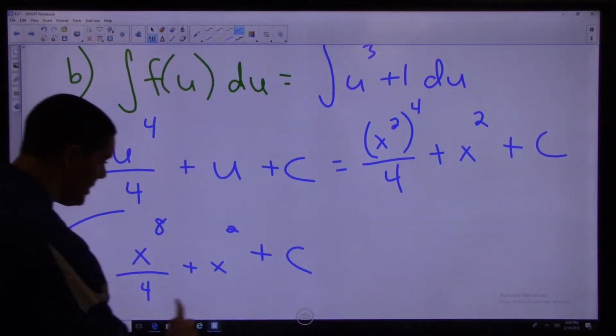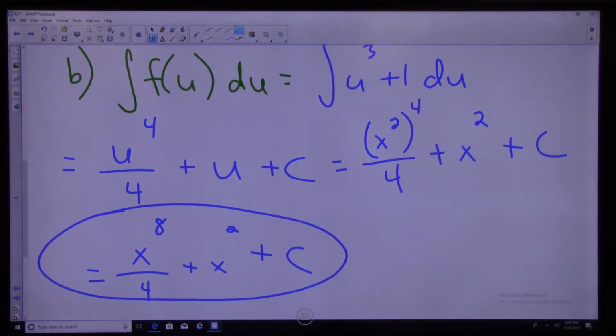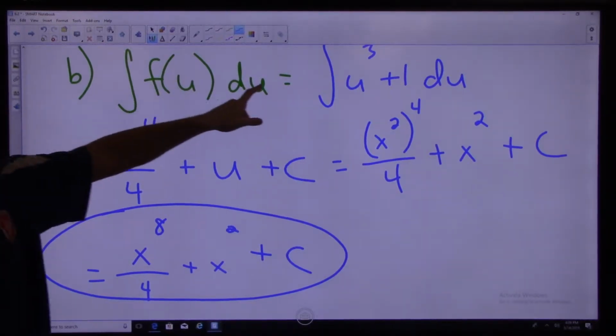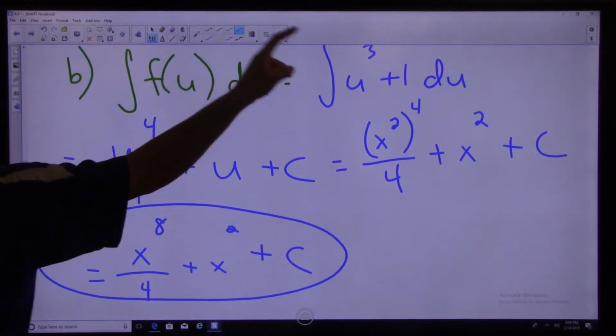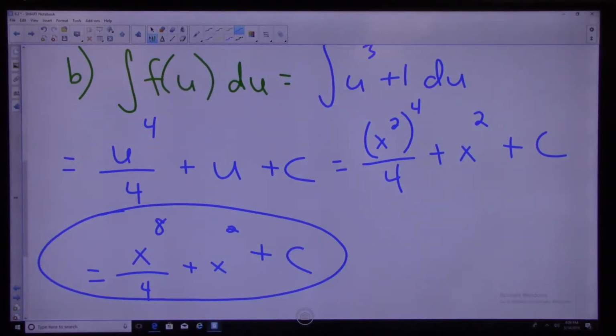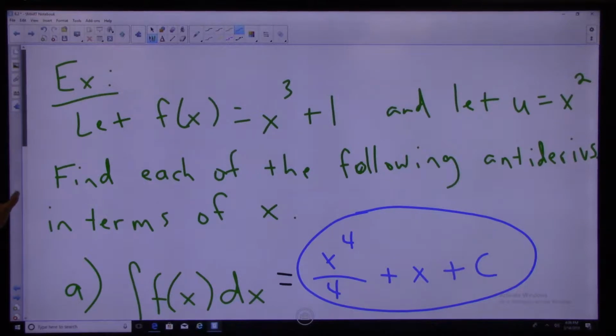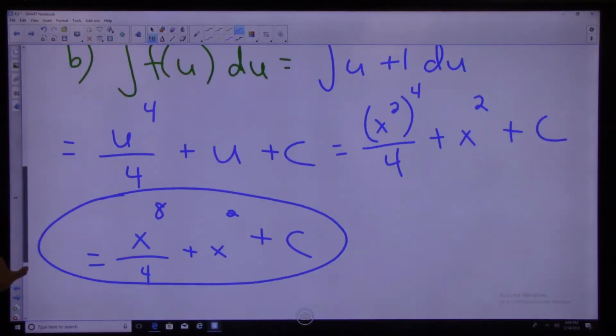All right, so that is the integral of f of u du. Now for this last one, I want to make some connections here. I want to show you that there's a difference between f of u du and f of u dx. So let's do that next. Here's the last one.